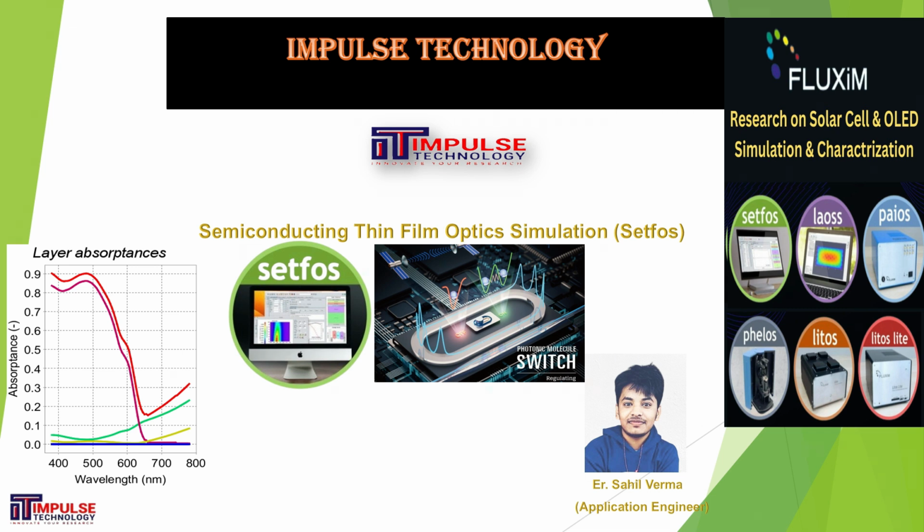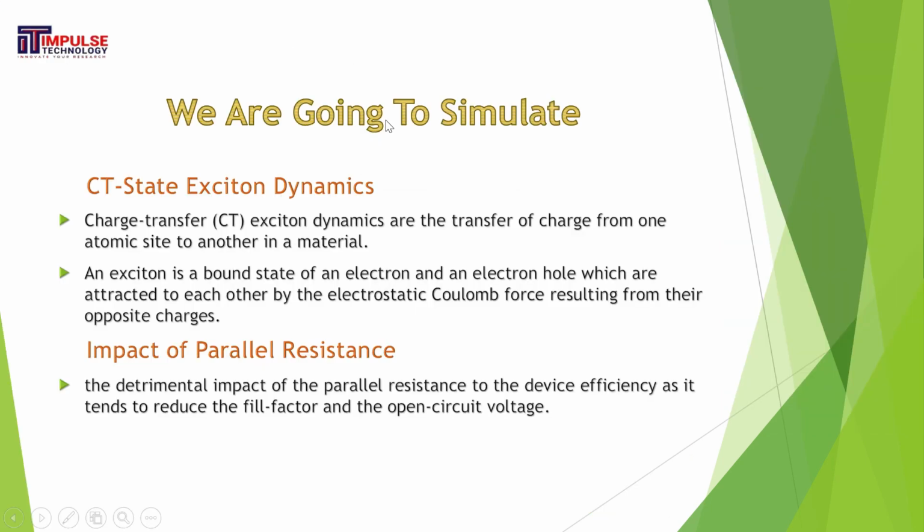Firstly, we will have a small presentation, then I will show how we can calculate CT state exciton dynamics and what the effect of the parallel resistance is when we introduce it in the circuit. We are going to simulate CT state exciton dynamics here. It means charge transfer exciton dynamics are the transfer of charge from one atomic site to another in a material. And an exciton is a bound state of an electron and an electron hole, which are attracted to each other by the electrostatic Coulomb force resulting from their opposite charges.